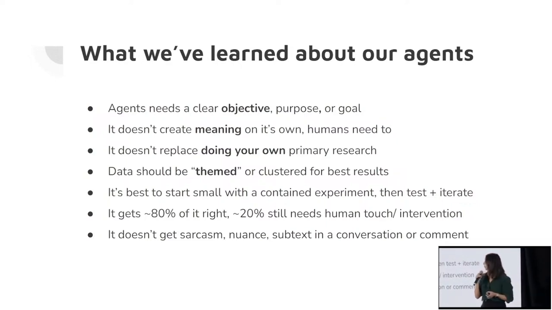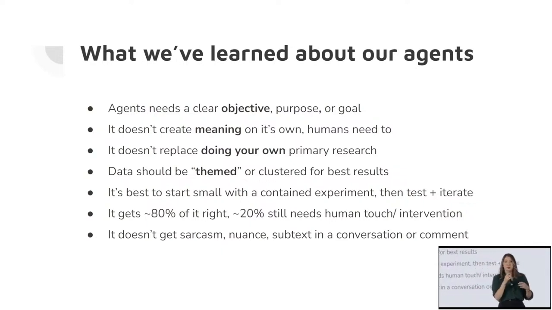It also is not great at that sort of general intelligence, so this is another reason why clustering it based off of the problem or the objective that you've set out for yourself really is what works best. I think it's best to start small with contained experiments and then test and iterate. Before you release it out into the wild to all of your stakeholders, to your entire organization, it's probably a good idea to keep it as a contained experiment. Because 80% of the time it gets it right, sort of 80-20. That last 20%, sometimes it will bring back something that's a bit unexpected or a little bit strange.